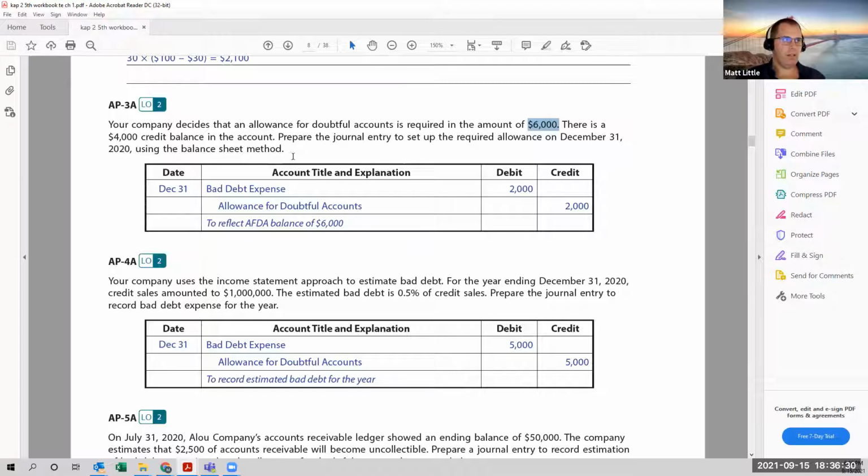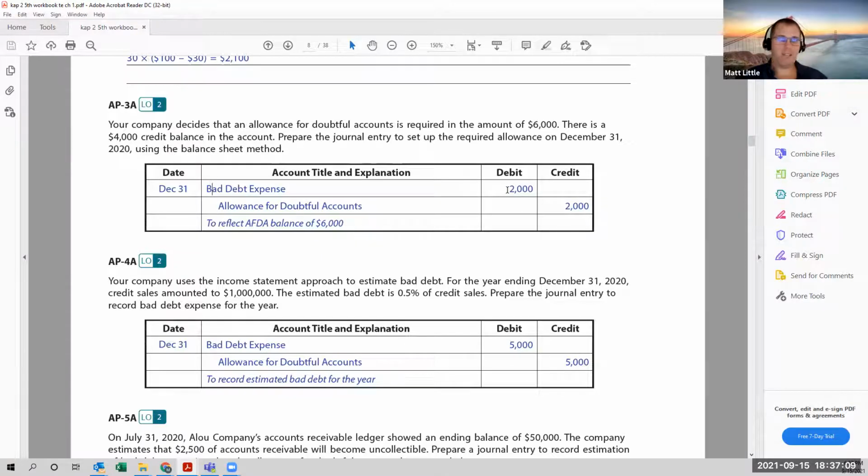the balance sheet method. So in this situation, our allowance for doubtful accounts should be a credit balance because it's a contra account to our accounts receivable. If it's already a $4,000 credit and we want to increase to $6,000, we need to credit the allowance for doubtful accounts, AFDA, by an amount of $2,000 to get a balance of $6,000 in that account. So we start with the balance sheet side to credit the AFDA by $2,000. The opposite side of this transaction then is a debit to bad debt expense, which hits our income statement, of the $2,000.